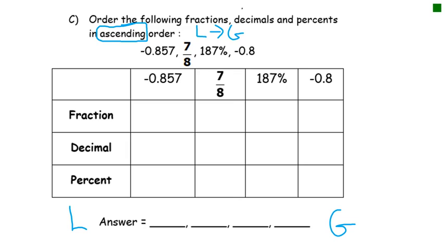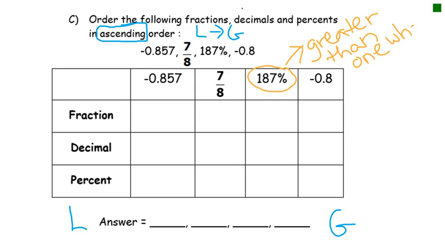One of them should jump out at me again. Like last time, I have one number that is greater than the rest, that is, greater than one whole. So that should stand out depending on which way I'm ordering things. It's either the first one or the last one. In this case, since I'm ordering least to greatest and it's greater than one whole, that would be the last number that I would have listed.